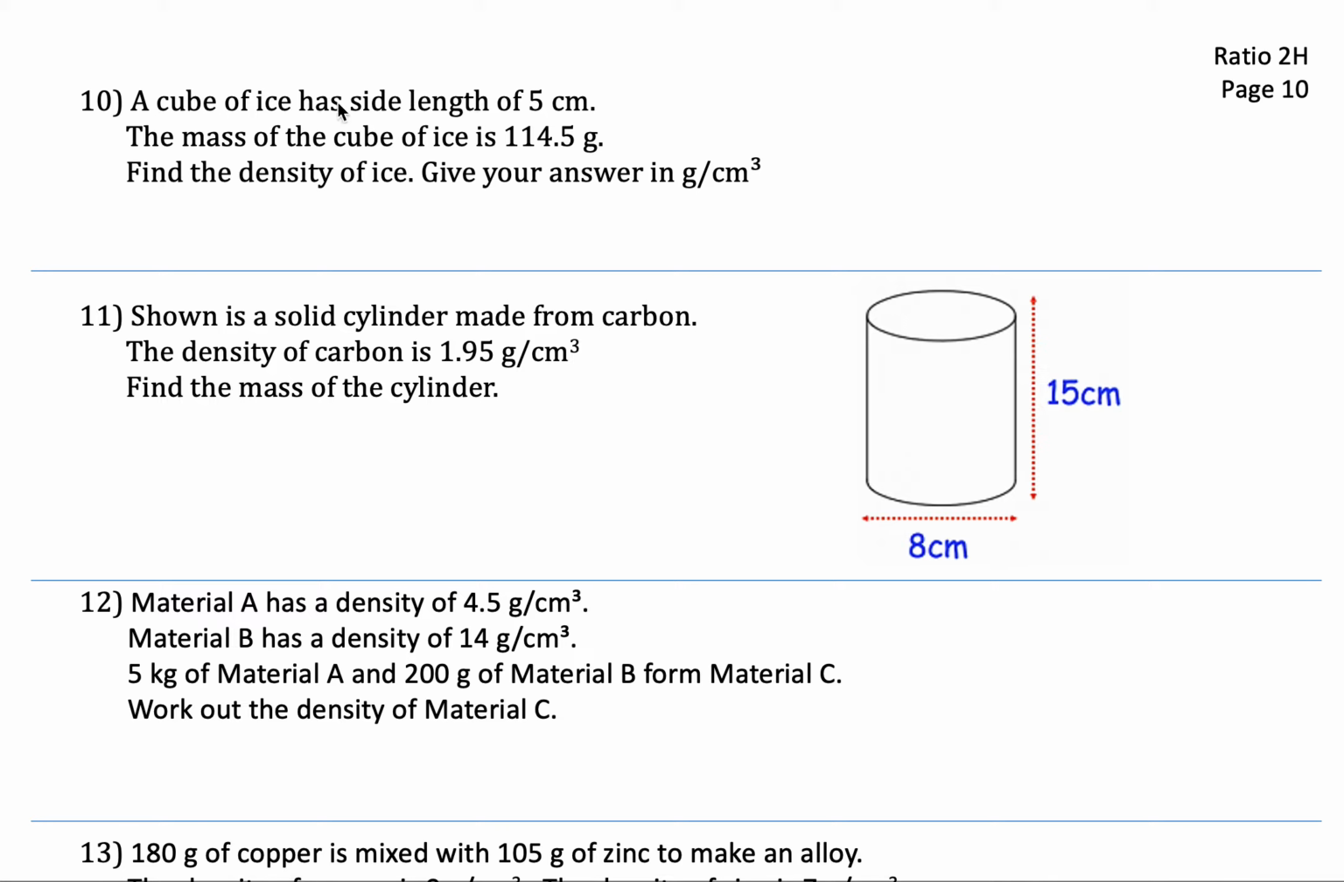Okay, number 10. A cube of ice has side length of 5 centimeters. The mass of the cube of ice is 114.5 grams. Find the density of ice. Okay, so they've not given us the volume here. They've given us the mass, and they want us to find the density, but they haven't given us the volume. And of course, that is the final thing needed in our formula triangle to find density, because density is mass divided by volume. But they have told us it's a cube with side lengths of 5 centimeters, so it's not that hard to figure out what the volume is.